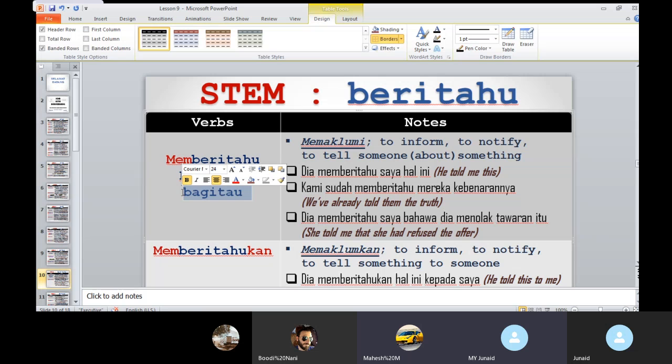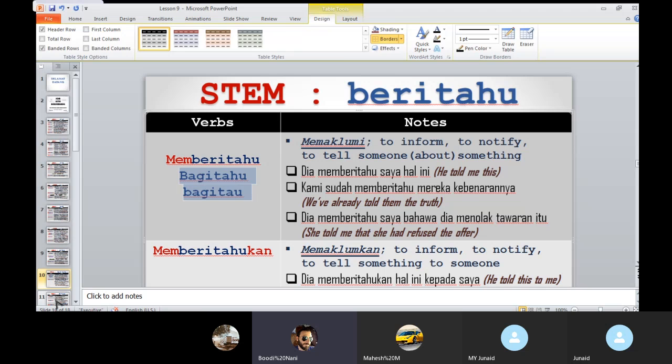We can say, cakap lah. Say something. Cakap lah. Bagi tahu saya. Tell me. Cakap lah. Bagi tahu saya. Something like that. Is it clear? Hopefully. Yeah, faham, faham.